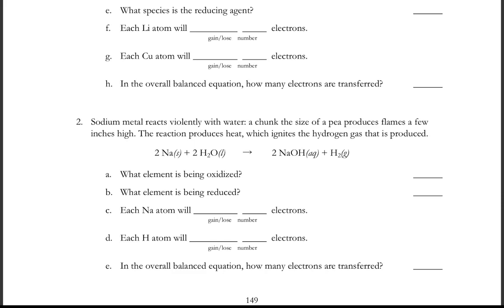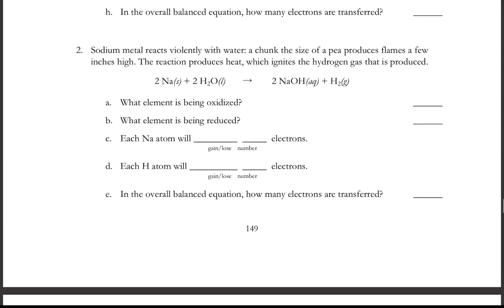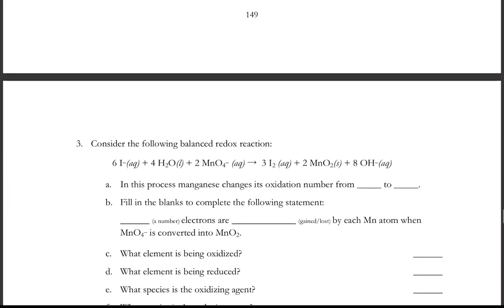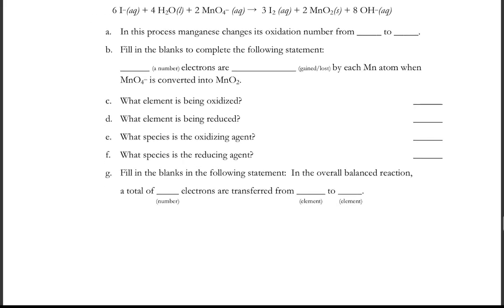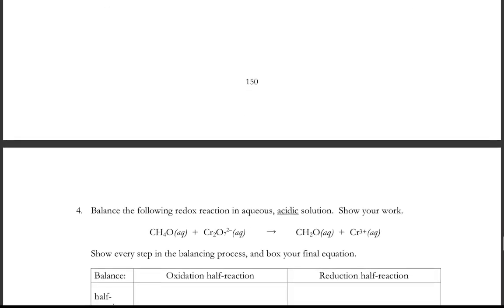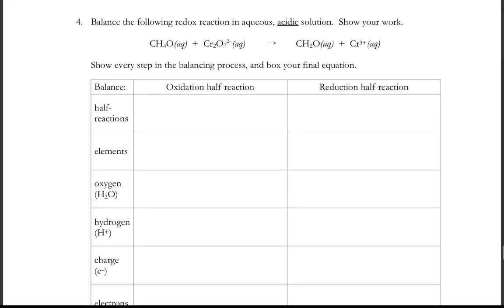Problem number 2 is very similar. You have a different redox reaction, so I would, if I were you, even though there's no blanks above the elements, write what their oxidation numbers are so that you can answer all the questions. Question 3 is similar. You're given a new redox reaction. Again, I would determine the oxidation numbers of each species involved by writing them above, and then answering all the questions.